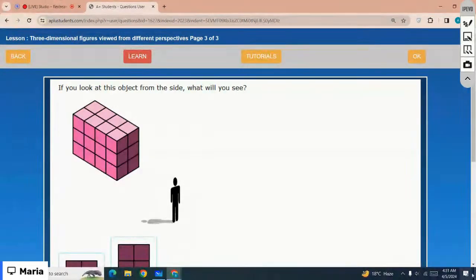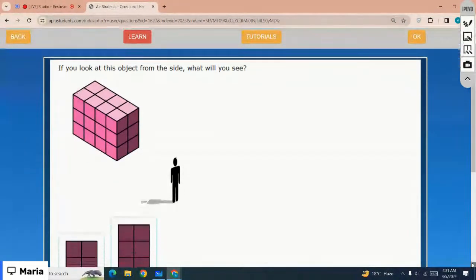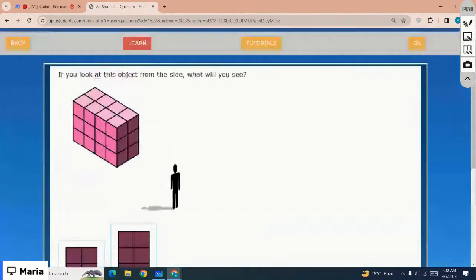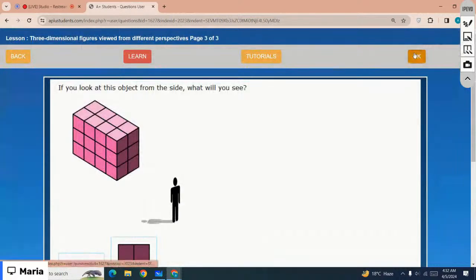If you look at this object from the side, what will you see? Option A or B, which is the correct option? The correct option is option number B. Option number B is the correct option.